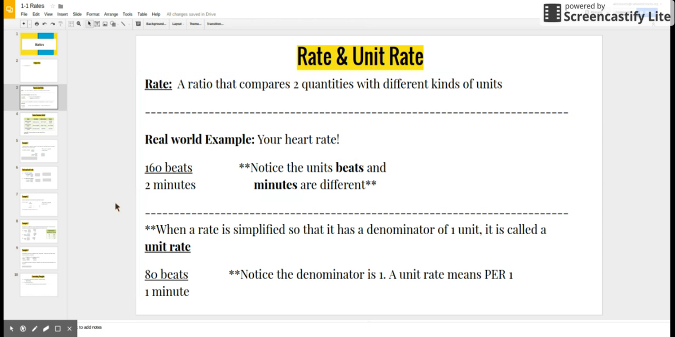When a rate is simplified so that it has a denominator of 1 unit, it is called a unit rate. So if your heart beats 160 beats in 2 minutes, it actually beats 80 beats in 1 minute, right? Because all you would do is divide by 2. Notice the denominator here is 1. A unit rate, which is what this is, just means per 1.